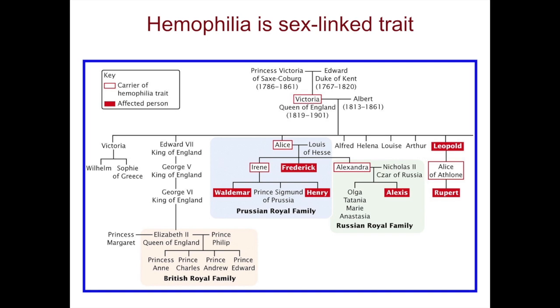Looking at this, you can get a sense that it's very rare that a female is affected, and only approximately 50% of the male progeny get the disease. And this is associated with a sex-linked trait, and the gene that causes hemophilia is on the X chromosome. We will be discussing sex-linked traits and sex determination in future lectures.